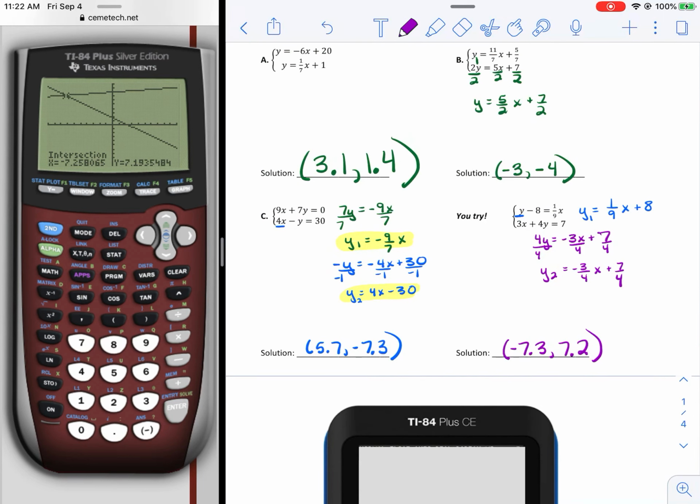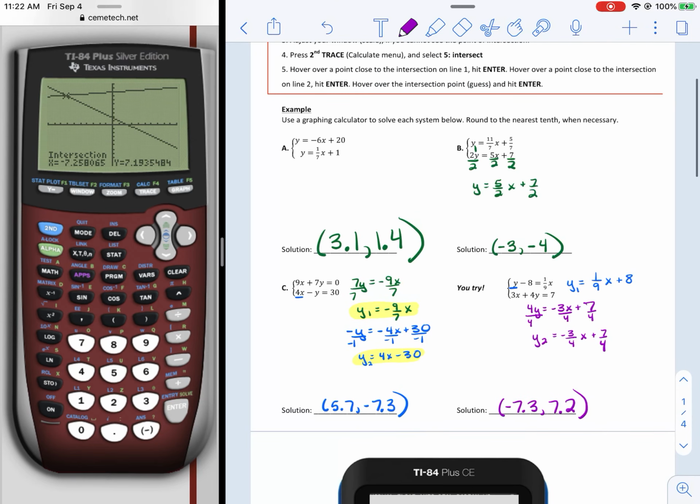Okay, so if you can follow along on the graphing calculator, there's a little introduction to how to use it. So hopefully that was helpful.